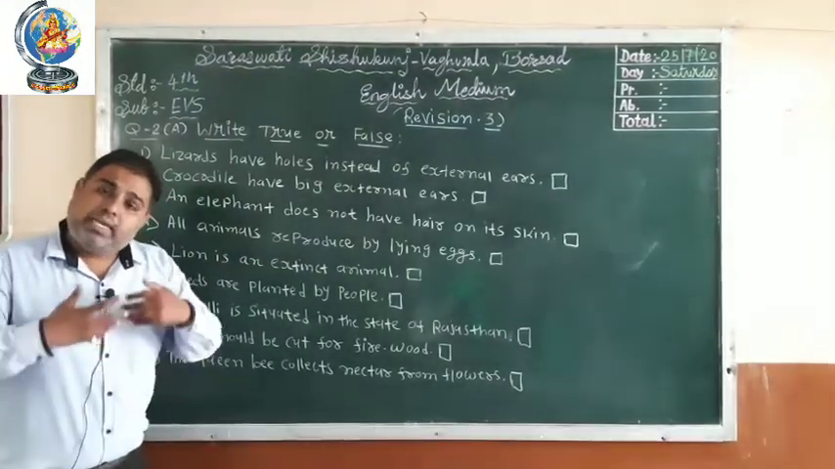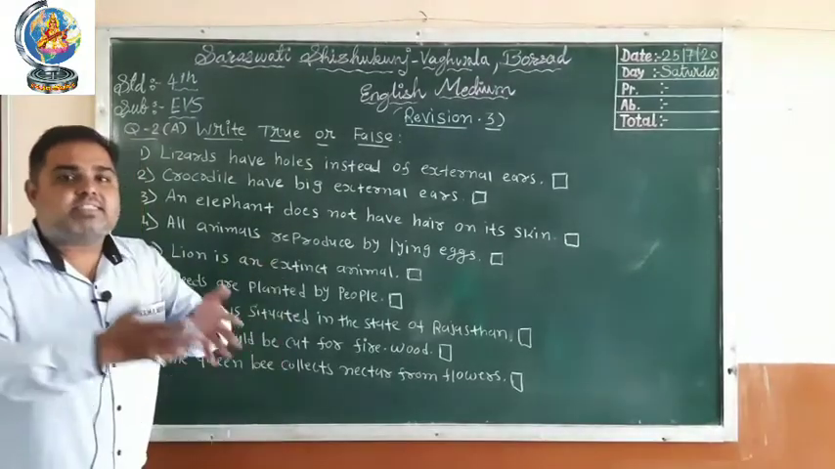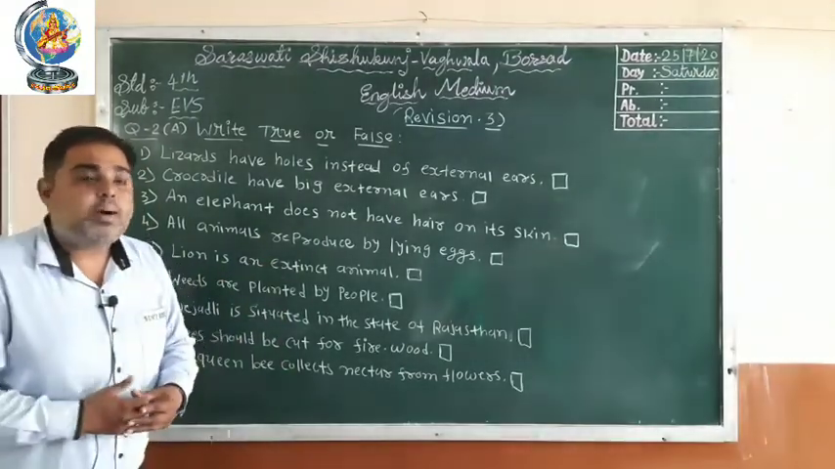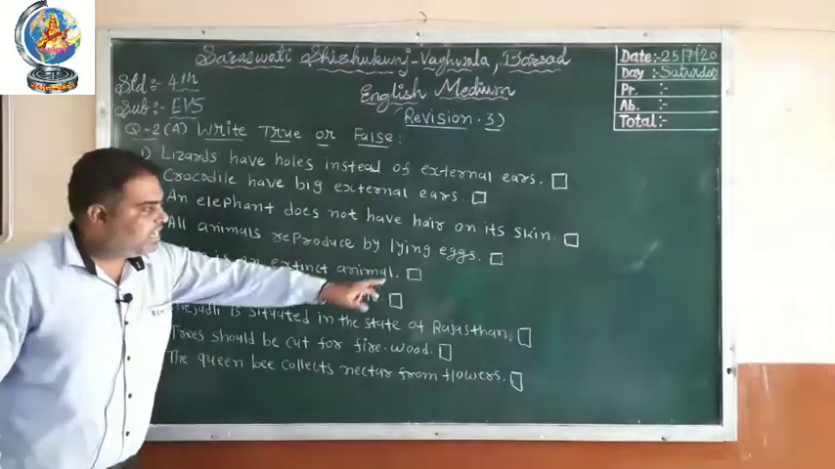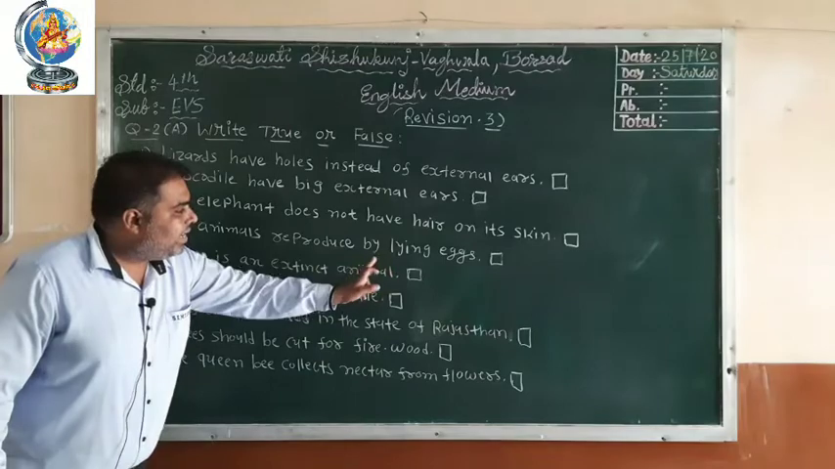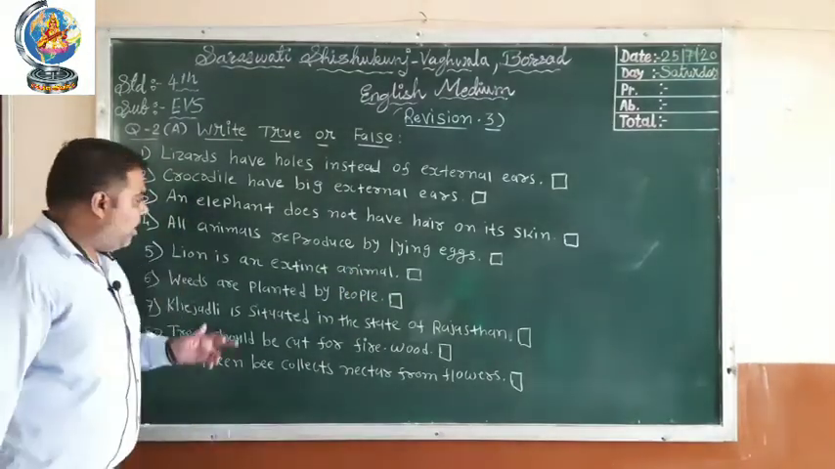Fourth, all animals reproduce by laying eggs. Students, do all animals lay eggs? No. Some animals lay eggs and some animals give birth to babies. That is why this statement is false. Here it is written only by laying eggs. That is why this statement is false.